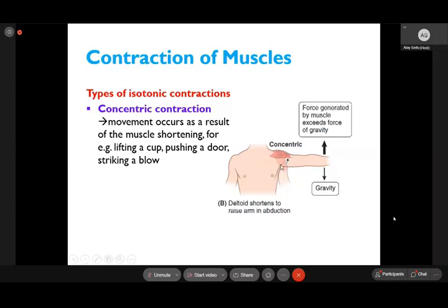Look at this picture, which shows the deltoid muscle. The deltoid muscle is actively contracted, opposed by gravity, but the force of contraction of the deltoid muscle is greater than gravity. So you can hold your hand in the abducted position. You see, this one is higher. Such a type of contraction is therefore called concentric contraction.